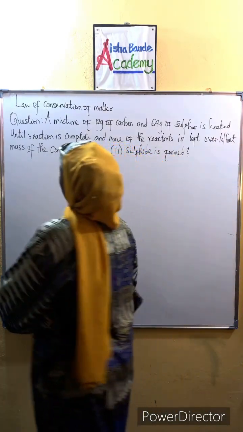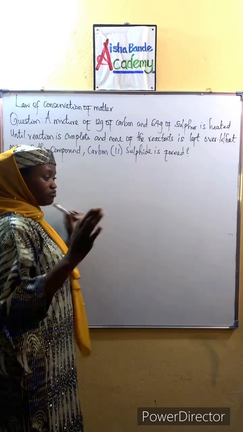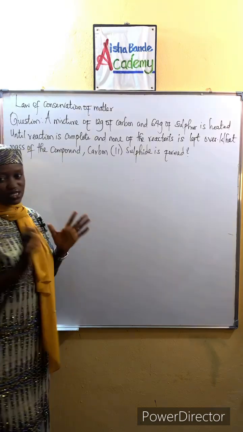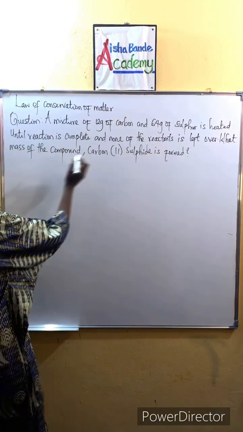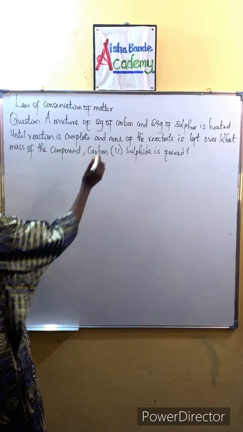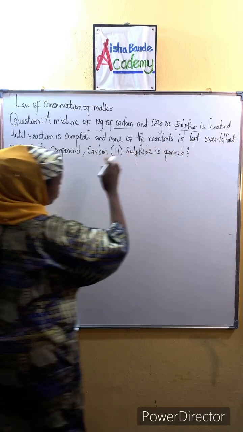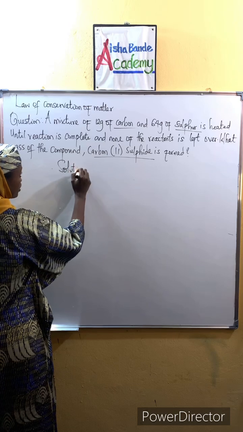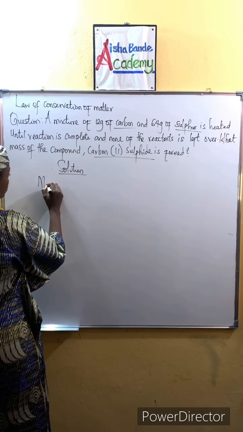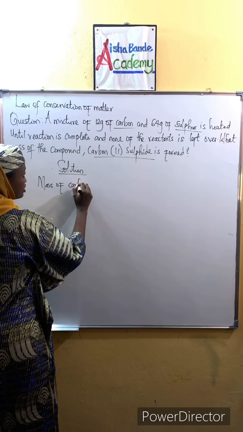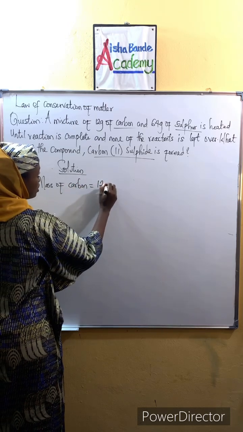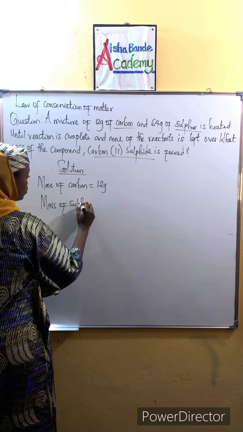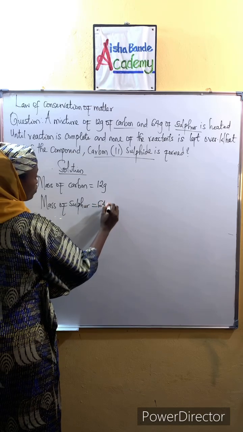So let's begin solving. I always tell my students, before you solve any calculation question, bring out the parameters provided from the question as the first step. Okay, so it says a mixture of 12 grams of carbon. So we have carbon and also we have sulfur in this question, and the compound formed is carbon 2 sulfide. So the parameters given is what we are going to bring out now. So we have the mass of carbon, which is given as 12 grams, and also we have the mass of sulfur, which has been given to us as 64 grams.